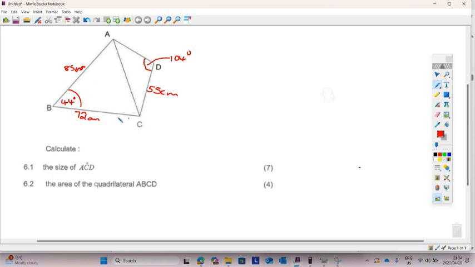Our question is saying calculate the size of ACD. That's 7 marks. Where is ACD? ACD is this angle here. If we were to calculate ACD from what we have in triangle ACD, we have one side and one angle. We do not have enough information in this triangle.